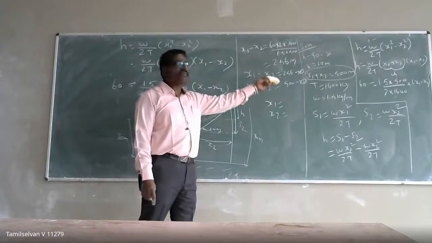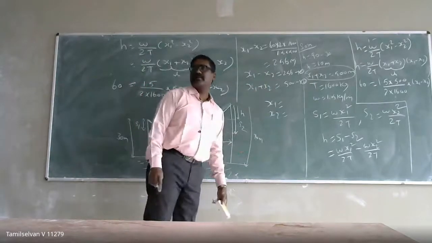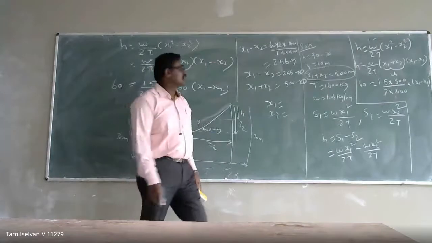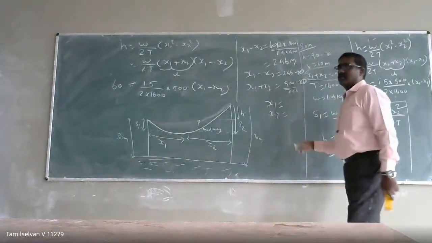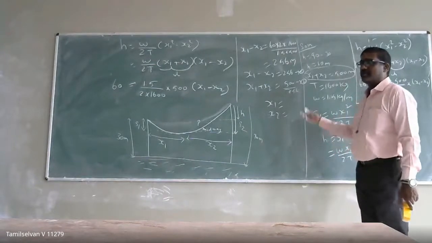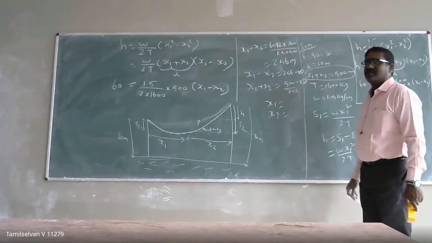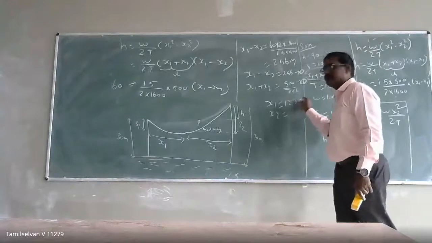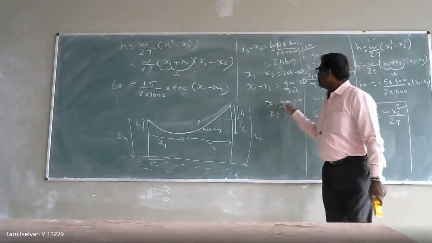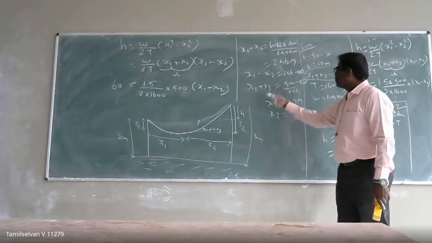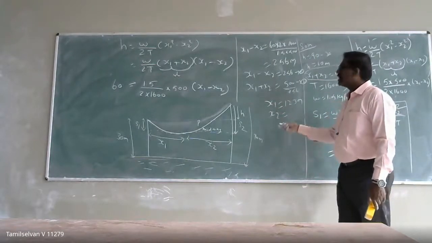Exactly 123. 756 is a divisible number, 500 plus 256. How much are you getting for this value? 756 upon 123. It means your x1 is equal to 123 meters, right? Upon x1 you can calculate your x2. You are able to calculate x2.